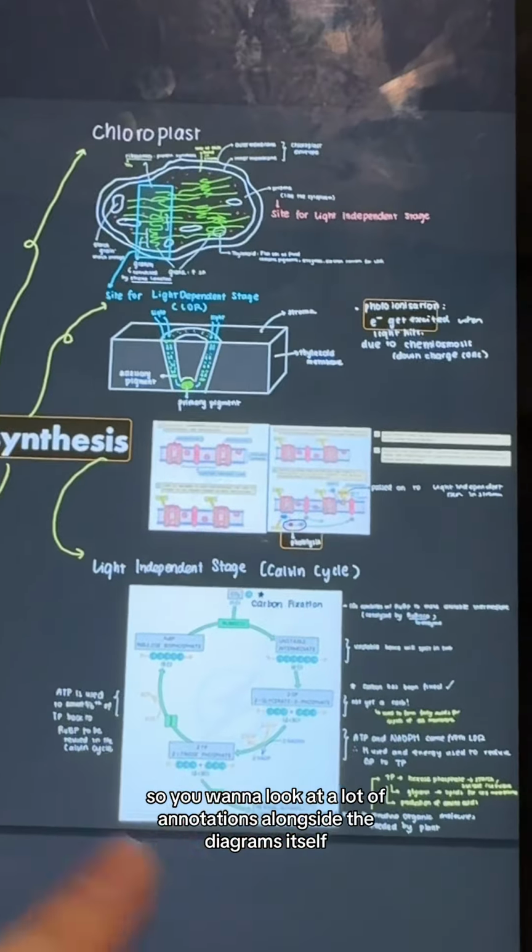This one's my A-level one, but turn it into something like this. So you want to look at a lot of annotations alongside the diagrams themselves.